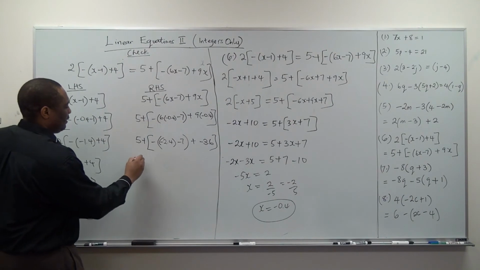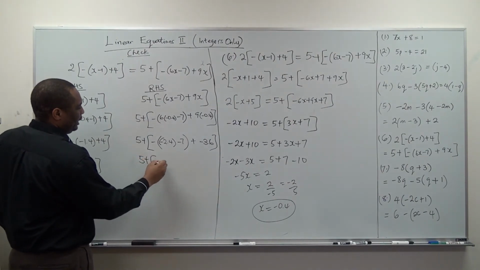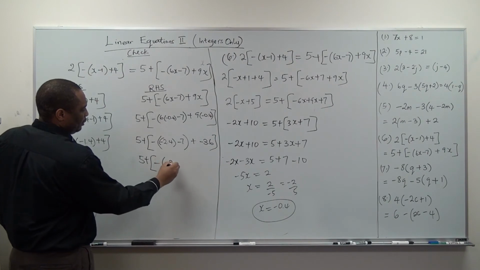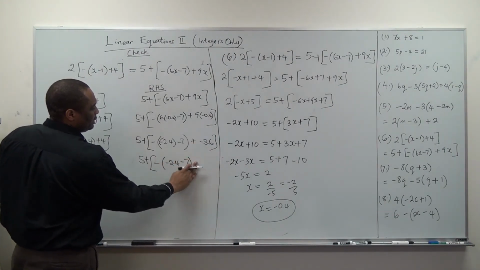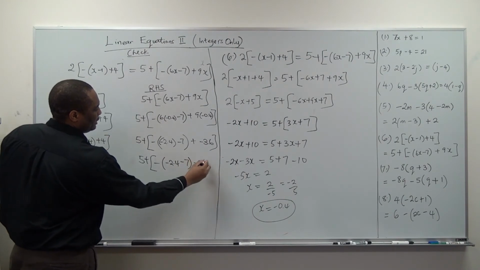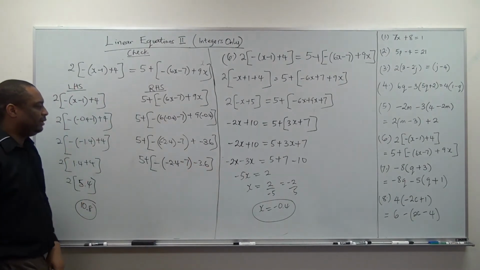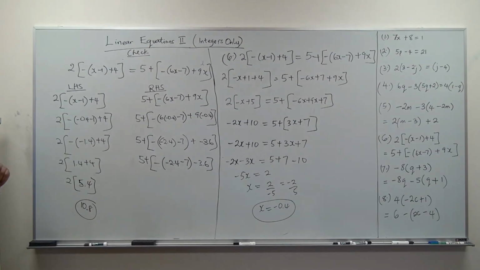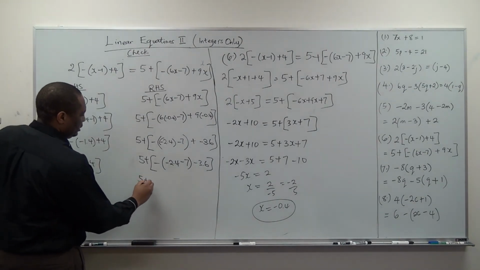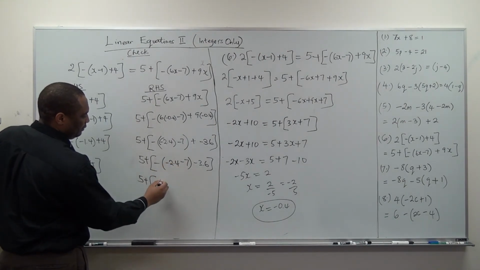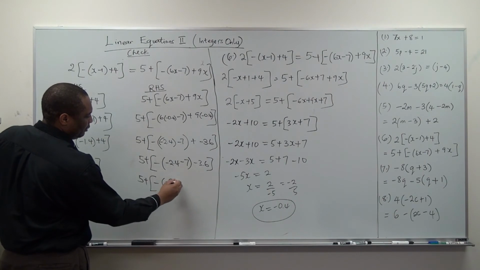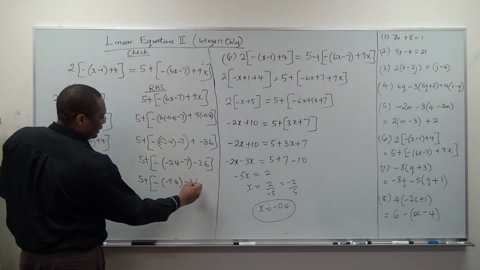So, this will now be 5 plus, bracket, negative. Open up the parenthesis. This is negative 2.4 minus 7. Then plus minus 3.6 will give you minus 3.6. Positive, negative, two signs together, make it one sign, which is negative. So this will be 5 plus negative 2.4 minus 7 will give you negative 9.4, then minus 3.6.